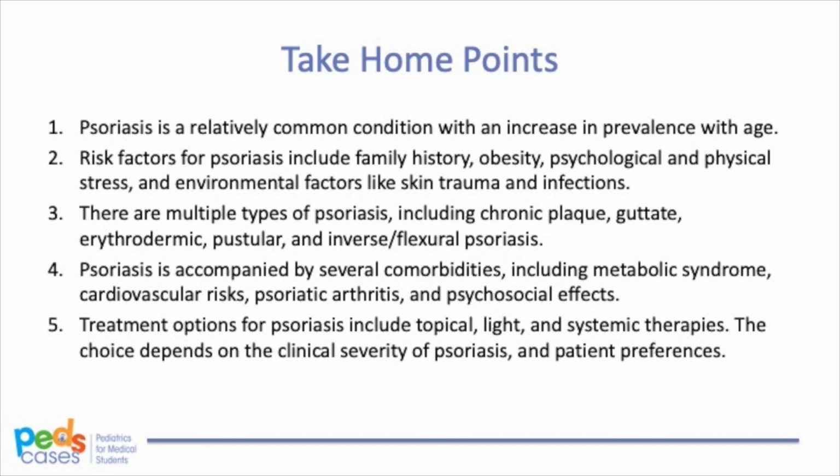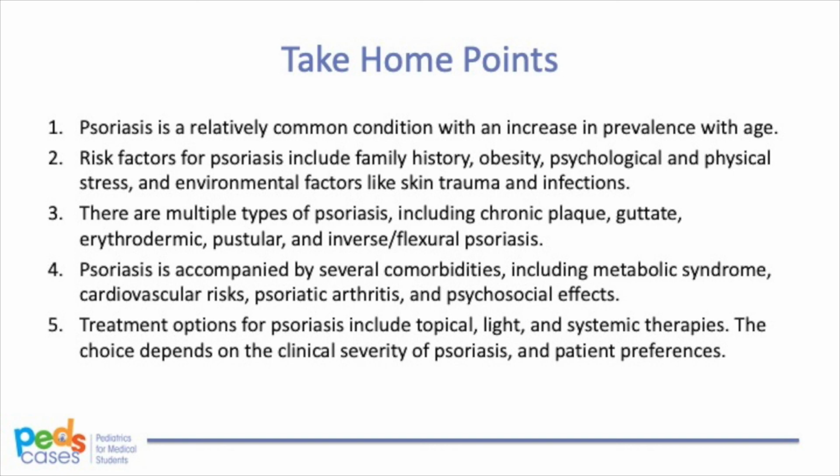Here are some quick take-home messages for you. Number 1. Psoriasis is a relatively common condition with an increase in prevalence with age, affecting up to 1.4% of children worldwide. Number 2. Risk factors for psoriasis include family history, obesity, psychological and physical stress, and environmental factors such as skin trauma and infections.